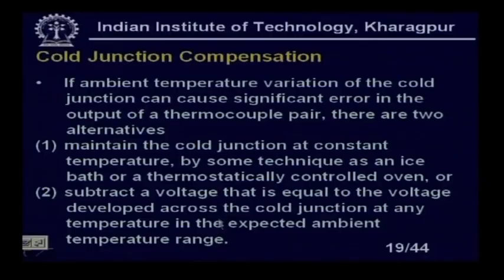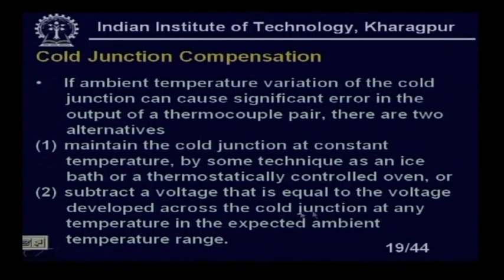You see that the latter one, this one is much easier. Number 2 is much easier than number 1, because in an industry, if you have some 500 thermocouples, you cannot have 500 ice baths and thermostatically controlled ovens. So we have to make some electronic circuit that subtracts a voltage equal to the voltage developed across the cold junction at any temperature. It will automatically nullify the variations of the cold junction temperature.